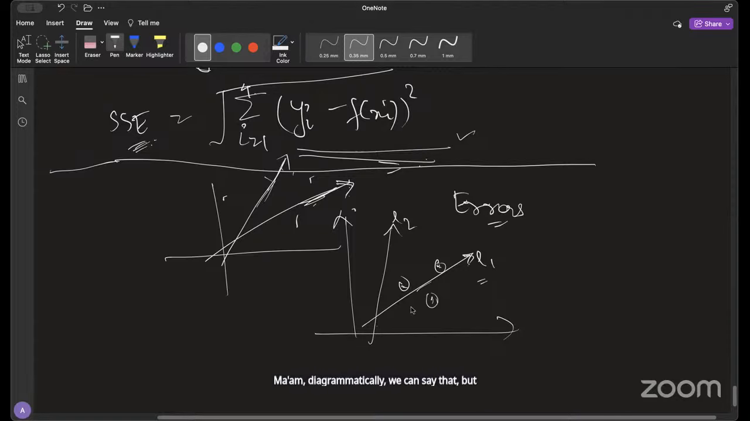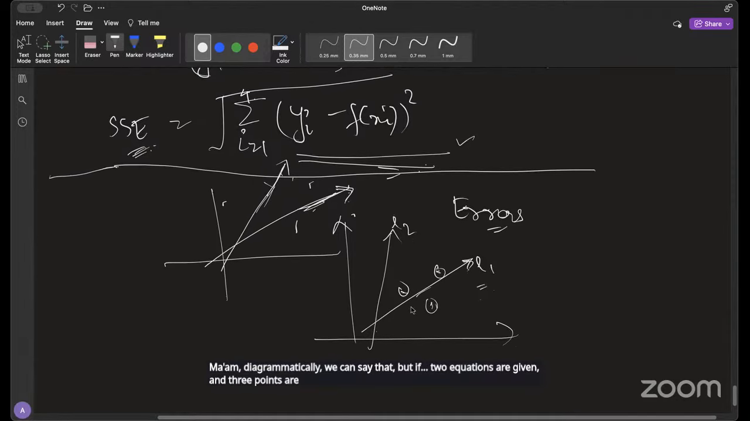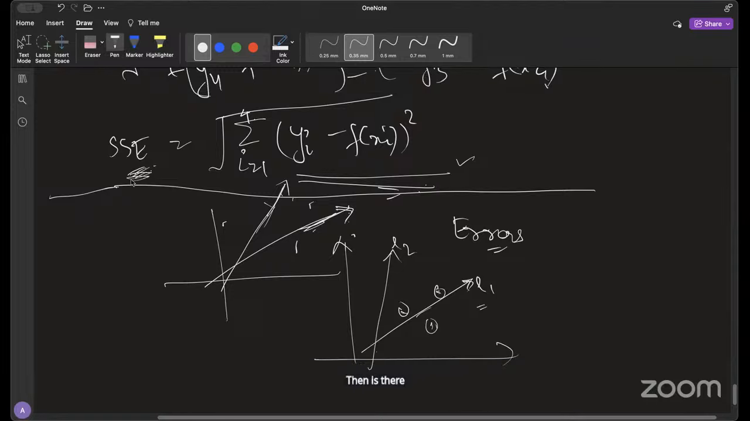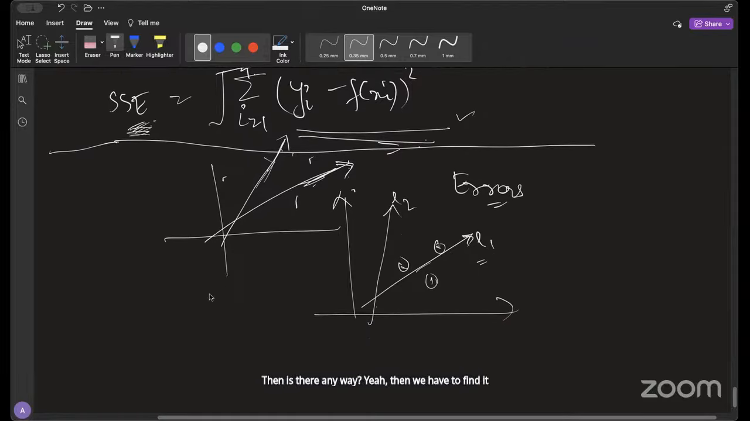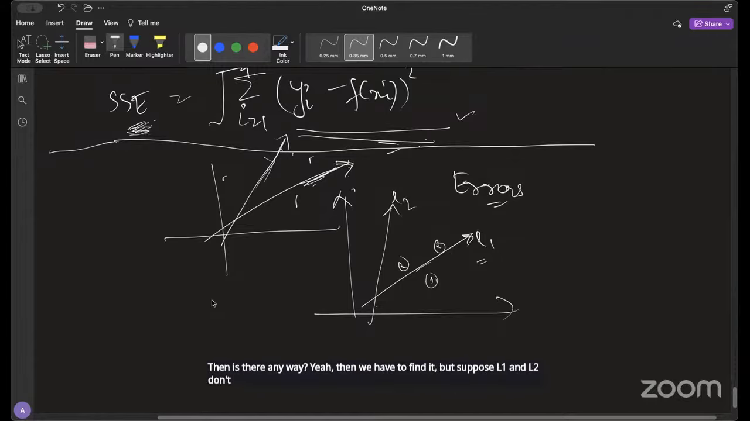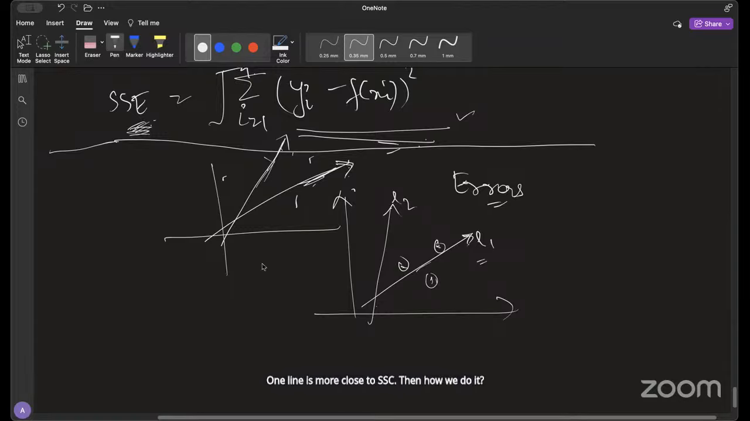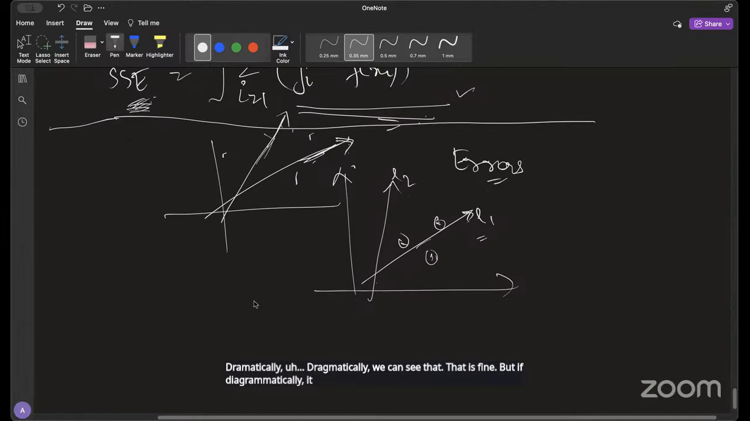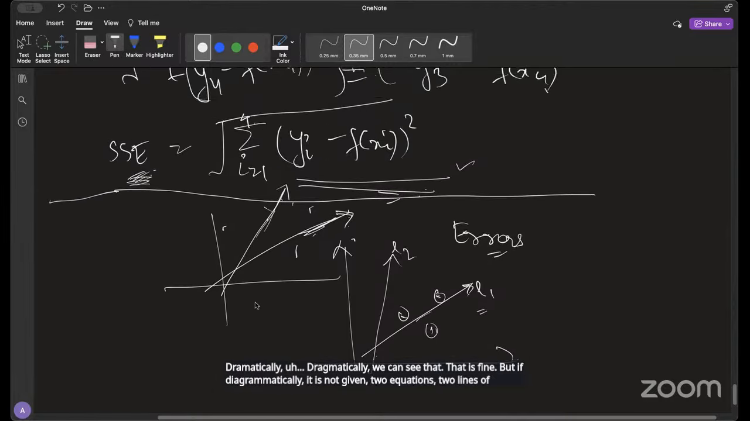But if two equations are given and 3 points are given, then we have to find the sum of squared errors. But suppose L1 and L2 are not clearly different, and one line is only slightly closer. Then how do we decide? Diagrammatically we can see that, but if the diagram is not given, only two line equations and 3 points are given, how would we know? That's why you find the sum of squared errors.